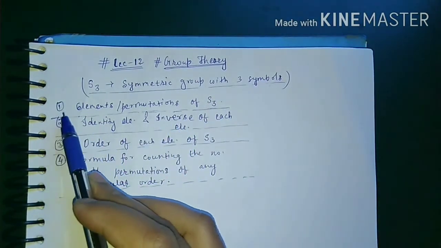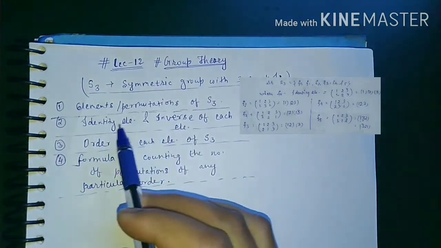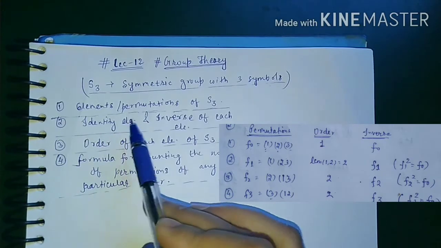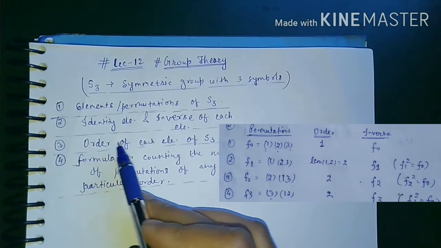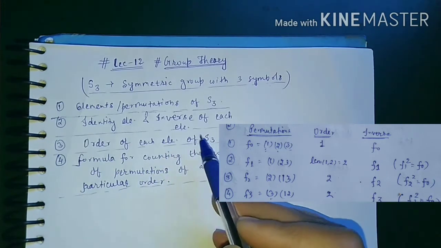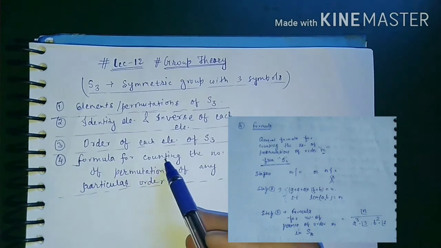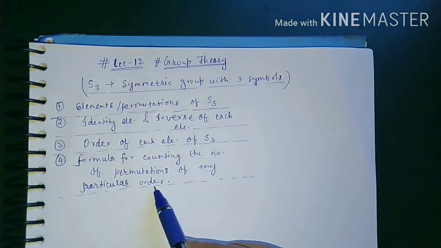First we will discuss its elements or permutations from this group S3, and second we will discuss the identity element and the inverse of each element. Third we will find the order of each element from this group, and in the last we will find a formula for counting the total number of permutations of any given particular order.